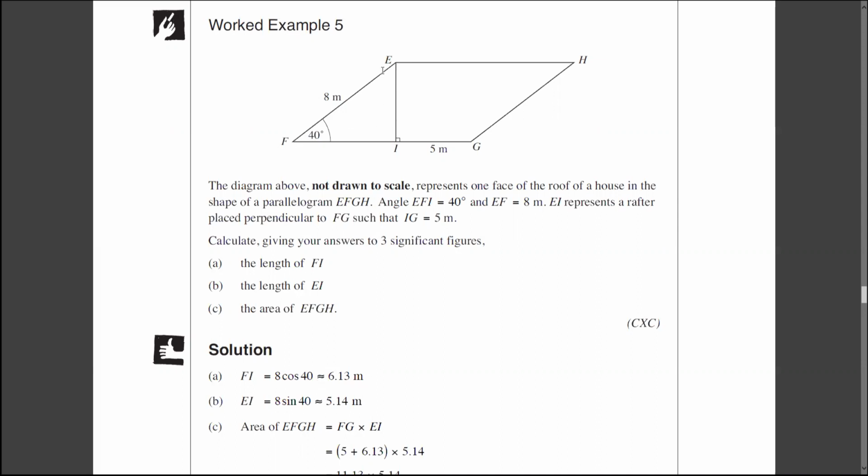Then it asks for EI. You're relating the opposite to the hypotenuse, so you can use sine, right? And that's where you get 8 sine 40.